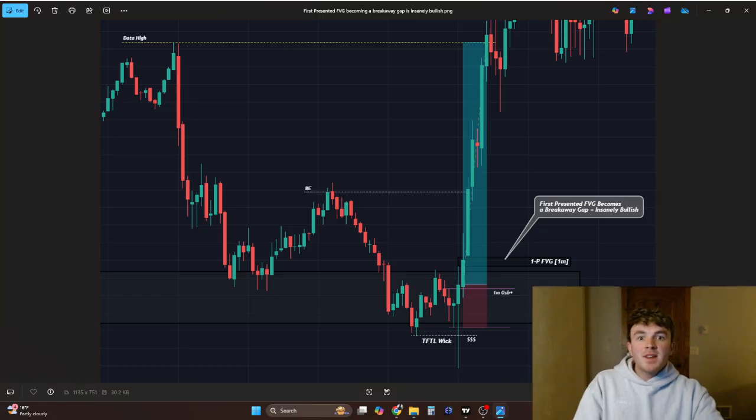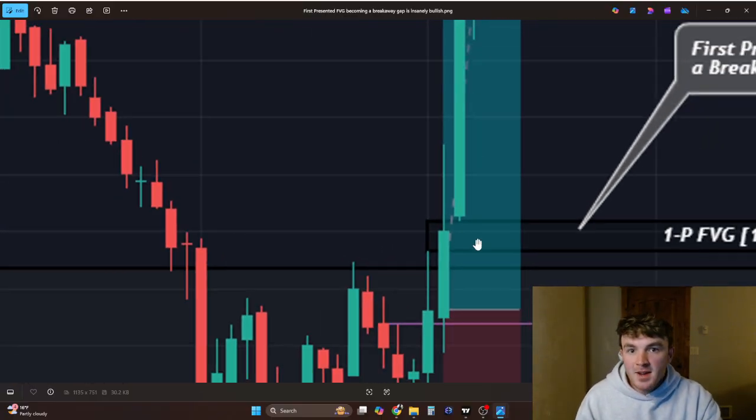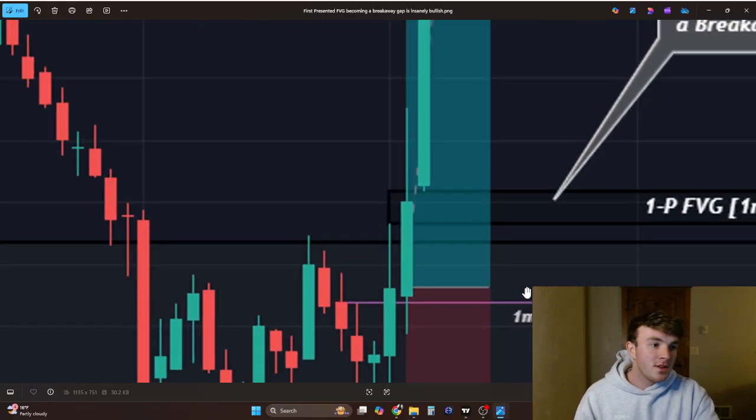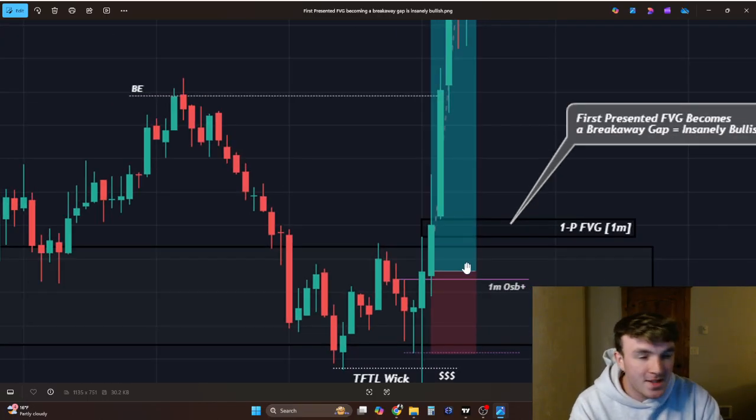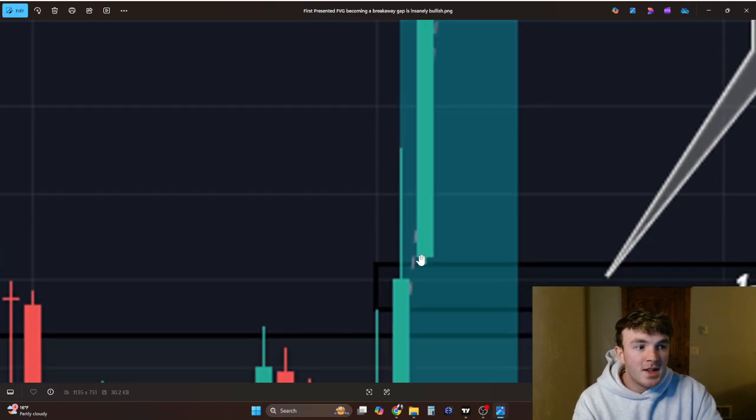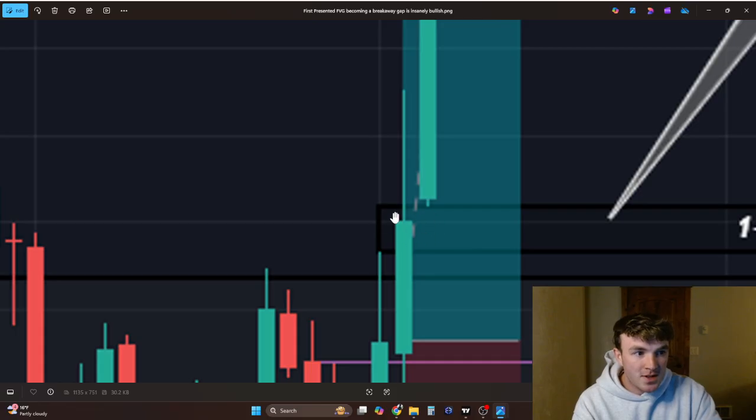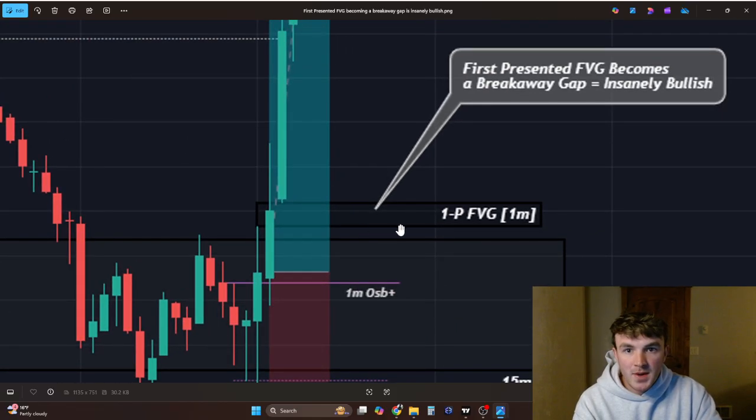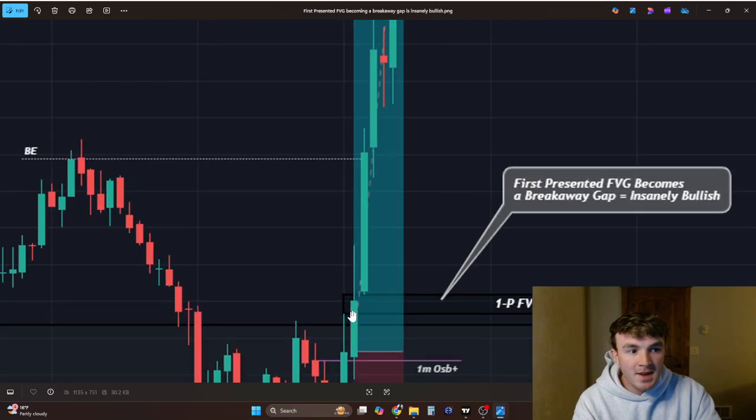And last thing I'll mention for today is the first presented fair value gap ended up being a breakaway gap. If you guys don't know what a breakaway gap is, it's totally fine. I'll explain it right now. Basically, a breakaway gap is when a fair value gap gets created and it never gets returned to. So we never return to this breakaway gap. And since this breakaway gap was the first presented fair value gap, this is insanely bullish. So keep that in your mind.